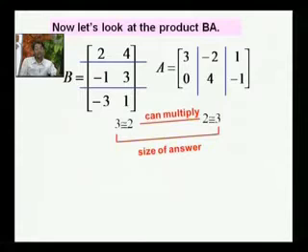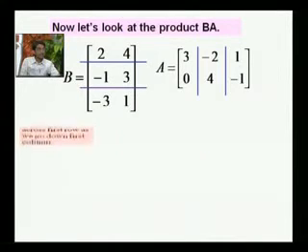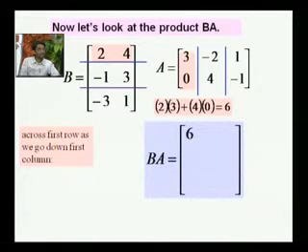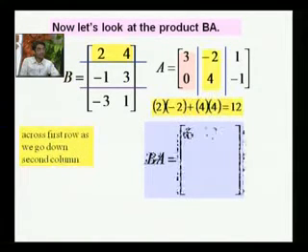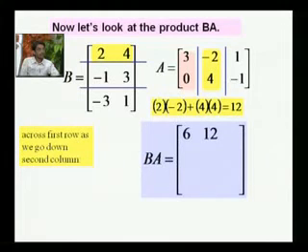So from here we can say that AB is not equal to BA, because the answer of AB is 2 cross 2, and here we will get the size of the matrix as 3 cross 3. So the sizes are not equal, so we cannot say that AB is equal to BA. And the answer BA is 6, then 12. I have shown the multiplication and the calculation here.